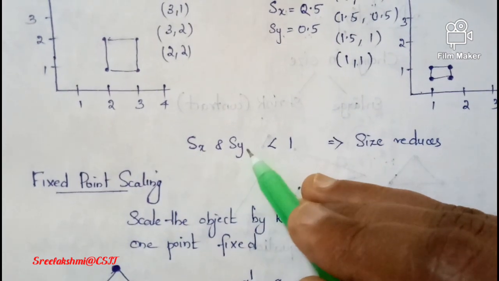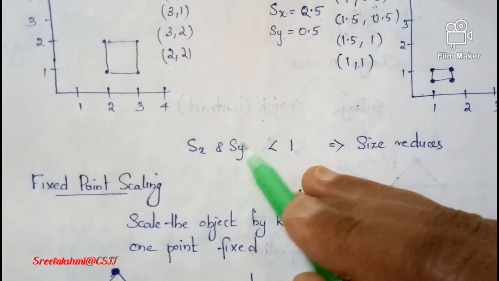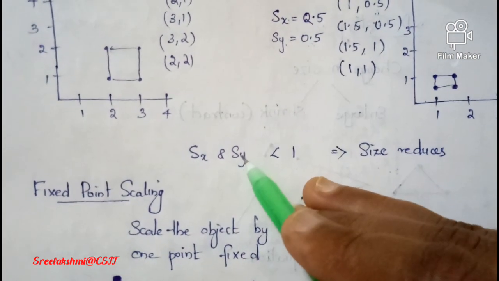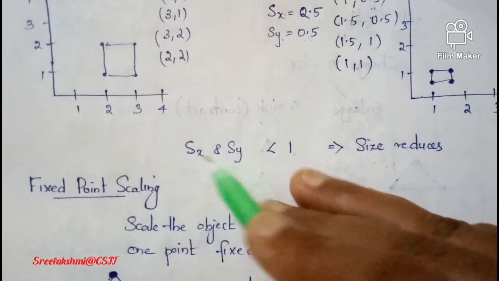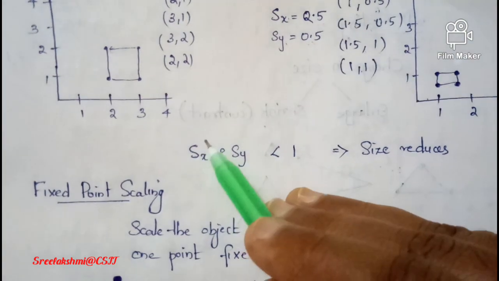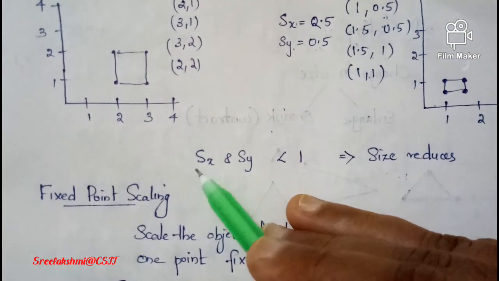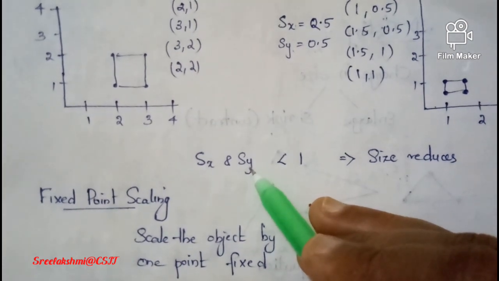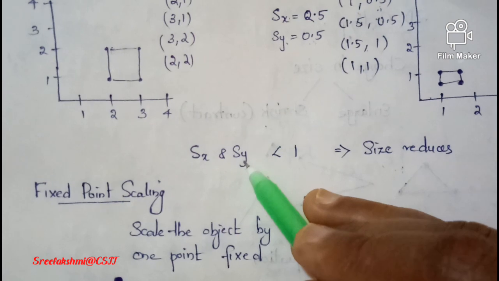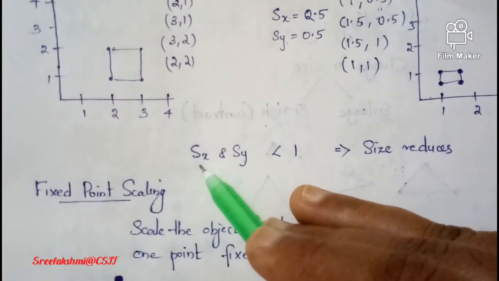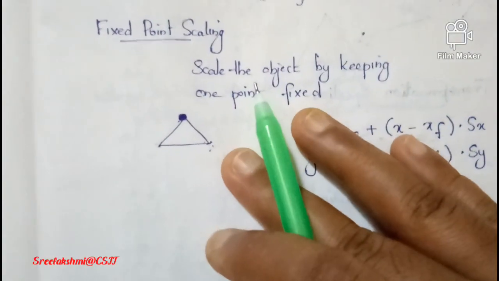When these two are equal, it is a uniform scaling. When these two values are different, it is a differential scaling. When these two values are greater than 1, size of the object increases. When these two values are less than 1, size of the object reduces. When Sx equal to 1, only the height of the object increases, and when Sy equal to 1, only the width of the object increases. So these are the different things you have to consider while learning scaling.